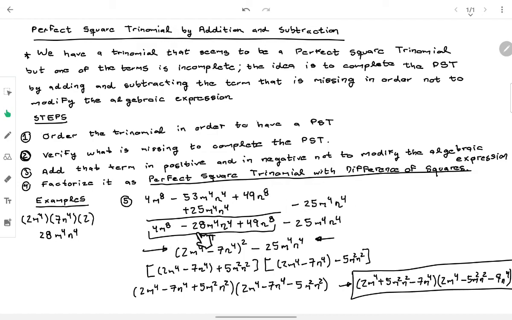In this case, this part can be factorized as a perfect square trinomial. This one I copied correctly like it is. So then I will have here a difference of squares. So it's going to be the square root of this one positive on both brackets, the square root of this one positive on the first one, negative on the second one. I only order it, and that's my final answer.